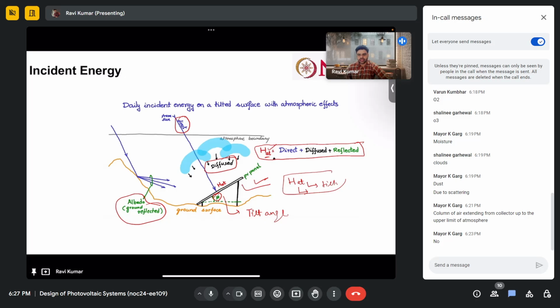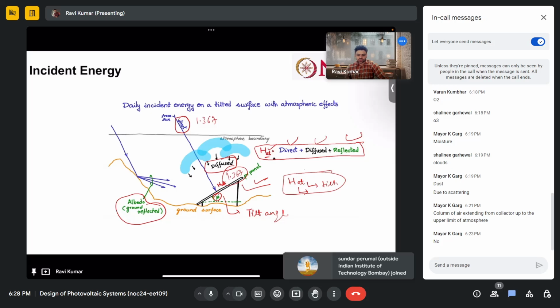So this is just a representation of what is happening with our solar panels in real life. It is not like we have one incident radiation, that is a direct beam, having energy 1.367, and we just calculate with this. No, this is not the case. We have different types of radiation. We have direct, we have diffuse, we have reflected, then we are at a particular tilt angle, then we have atmospheric impact. So these are the factors which affect the incident energy.